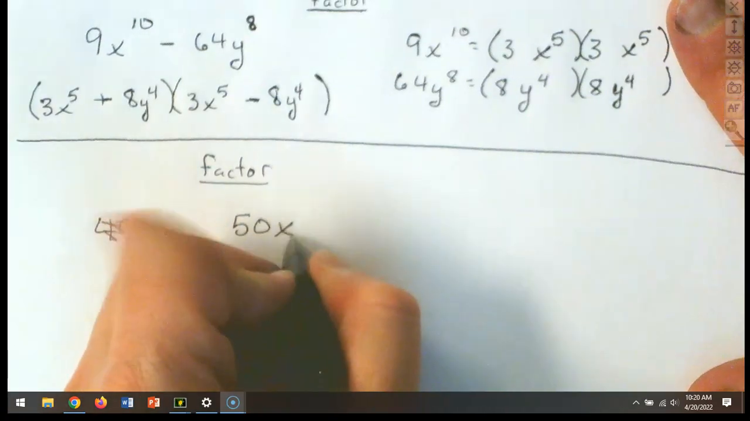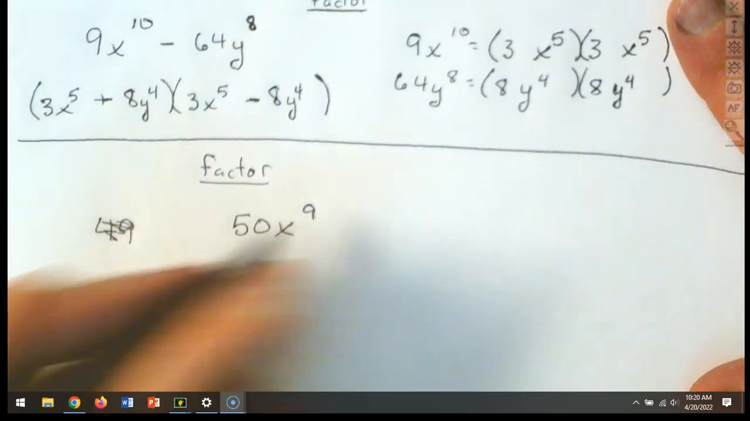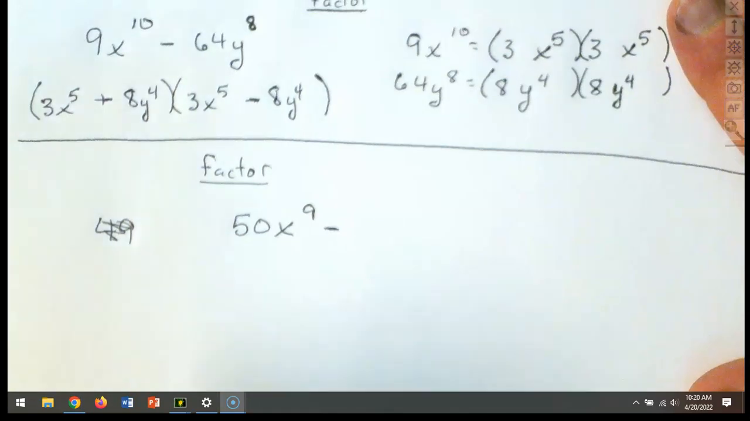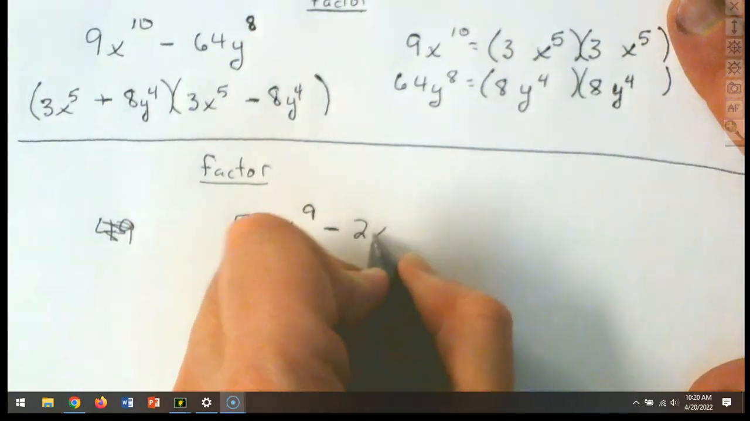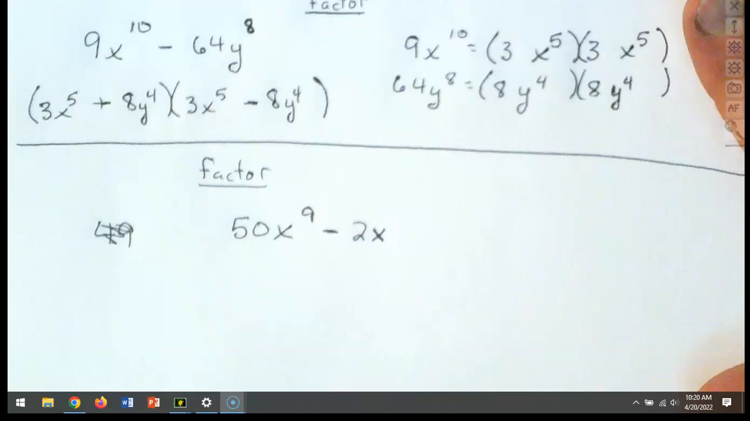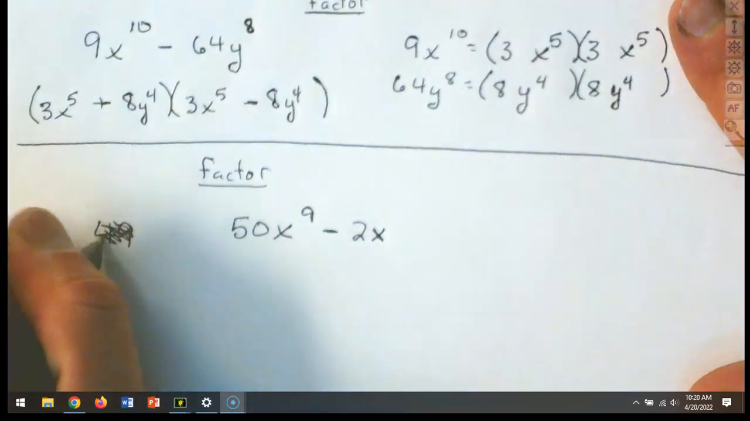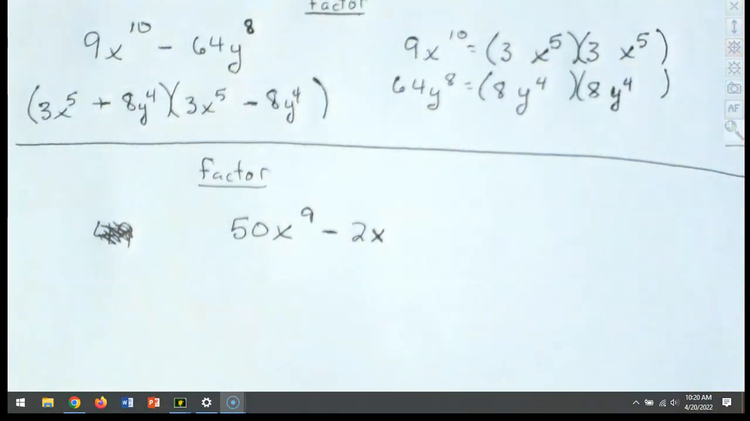How about we look at 50x to the 9th minus 2x. Okay, so let's look at this one. Now, when you first look at this one, you may think, well, 50 is not a perfect square, is it? But before we do anything else, regardless of the problem, we need to see if we can factor something out.